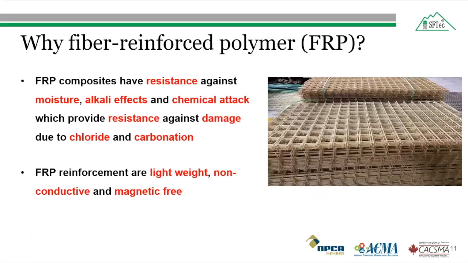The FRP reinforcing bars can be considered for reinforced concrete structures due to the following characteristics. Fiber reinforced polymer bars have resistance against moisture, alkali effect, and chemical attack, which mostly depends on the selection of the appropriate resin, manufacturing process, and application of the protective coating. Therefore, glass fiber reinforced polymer bars have resistance against deterioration due to chloride ions and carbonation. Further, fiber reinforced polymer bars are lightweight, non-conductive, and magnetic free.